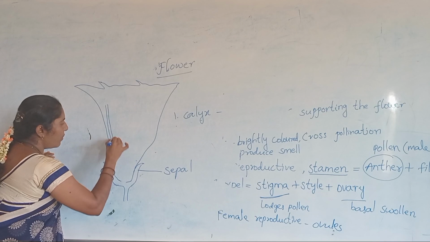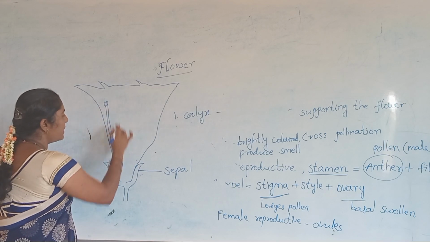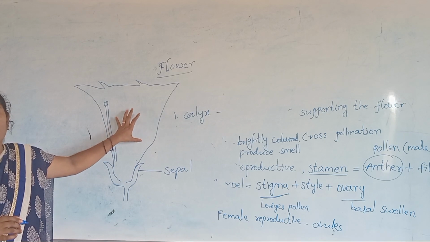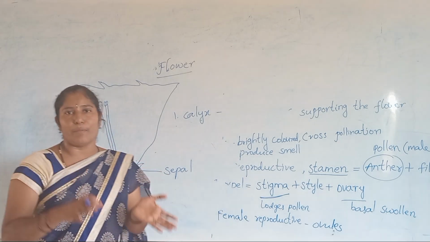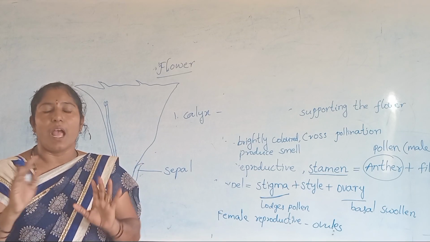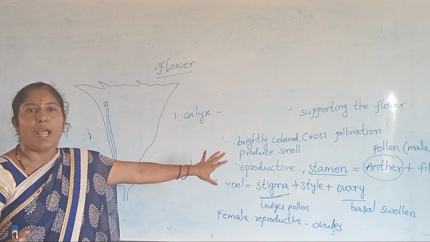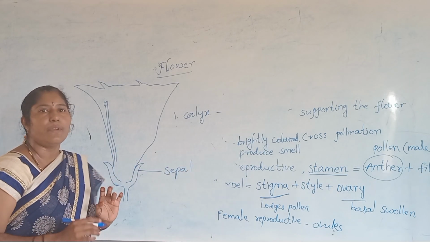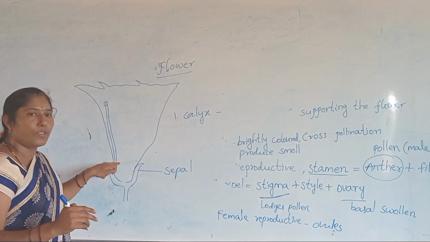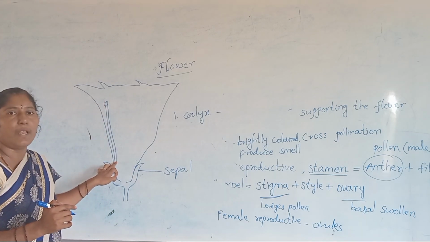In the third whorl, what is present? Androecium. Already I said the androecium. This is the androecium, having the stamens. In some flowers, 5 stamens are present; in some flowers, more than 5 stamens are present. All stamens grouped together are called the androecium. Each stamen consists of 2 parts. One is the anther, and this tube-like structure is the filament.